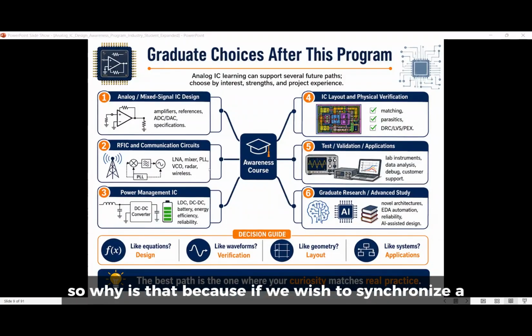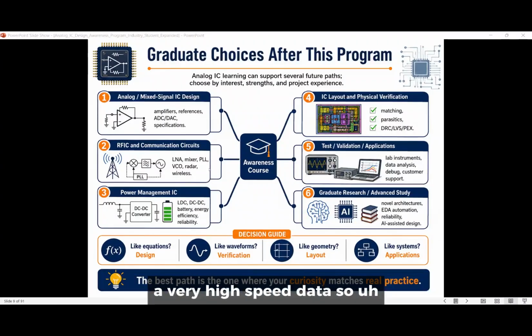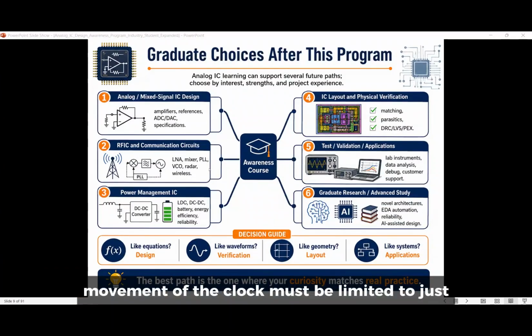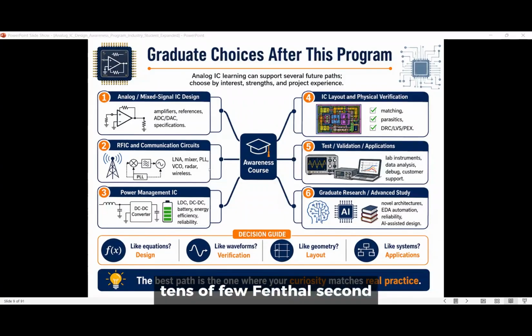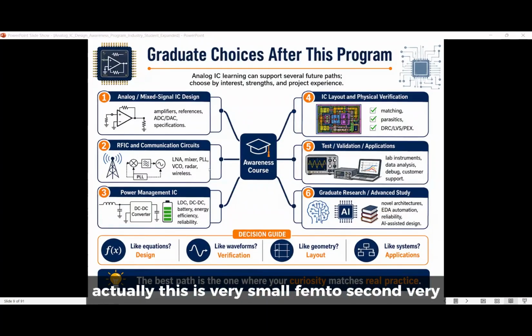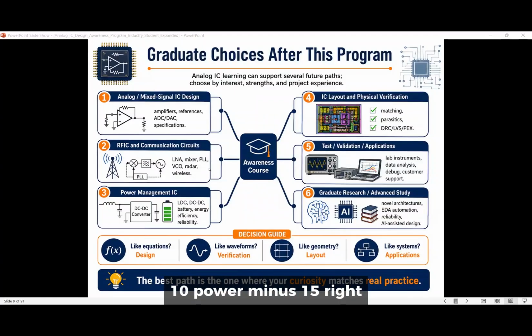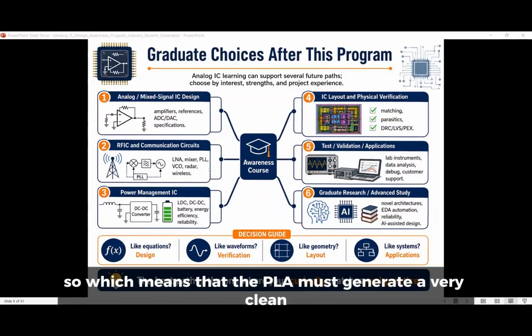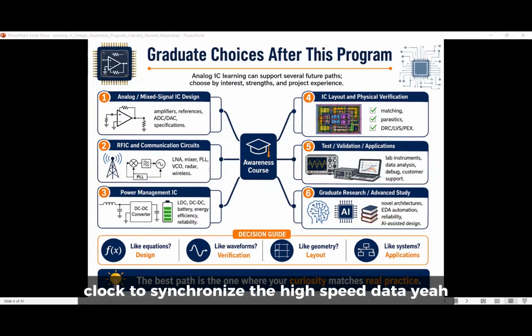Why is that? Because if we wish to synchronize very high speed data, the horizontal movement of the clock must be limited to just tens of femtoseconds. Femtosecond is very, very small, 10 to the power minus 15. Which means the PLL must generate a very clean clock to synchronize the high-speed data.